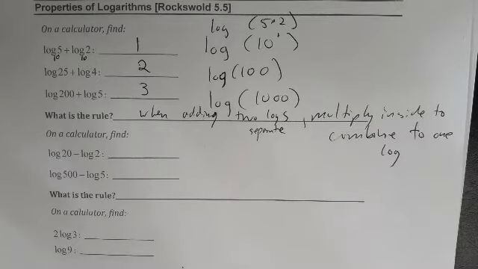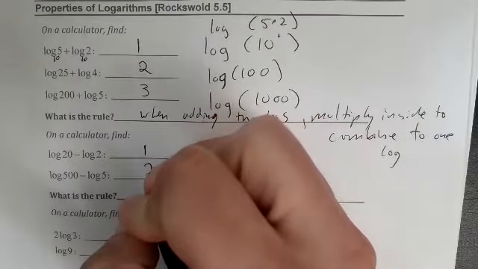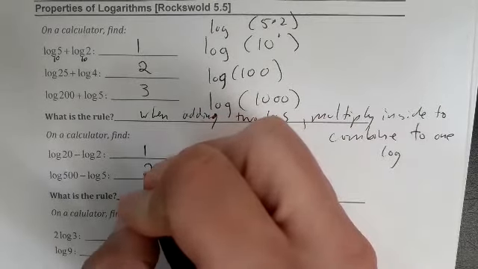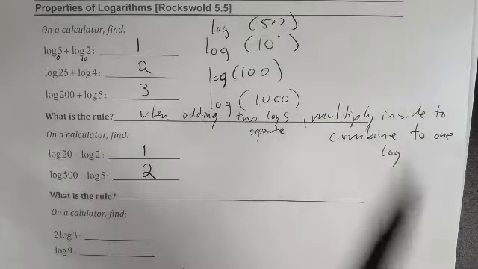What about subtraction? So now they want you to do subtraction. So we do log of 20. We type log of 20 in our calculator and we do minus log of 2. What is that going to give me? That's going to give me 1. This is going to give me, if I do log of 500 minus log of 5, do that thing right quick in your calculator. That should give you 2.